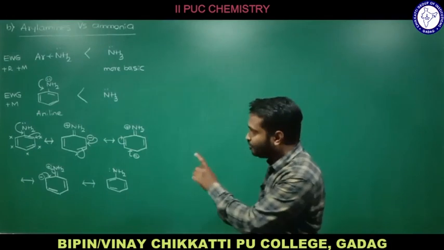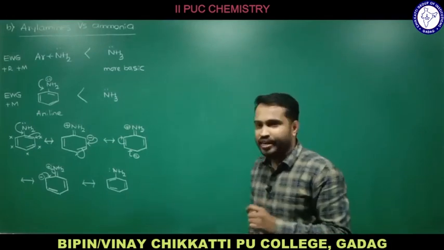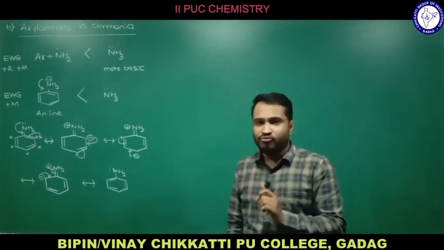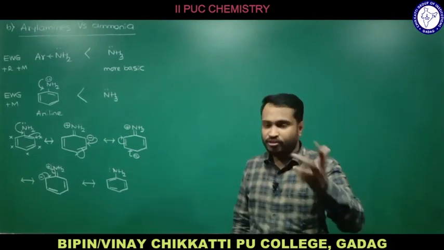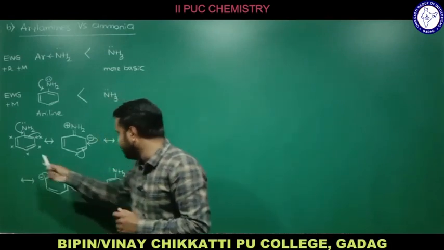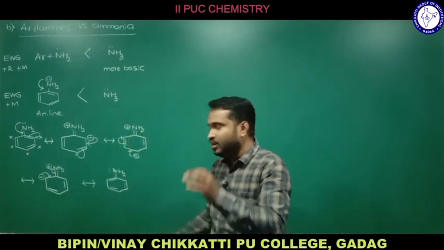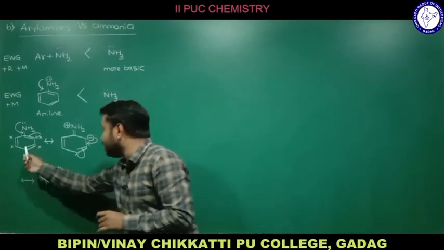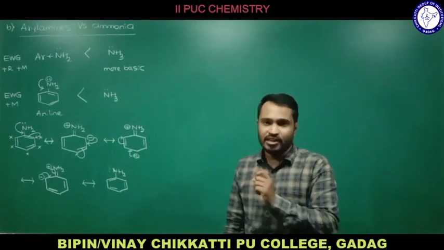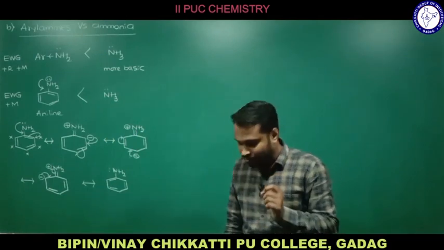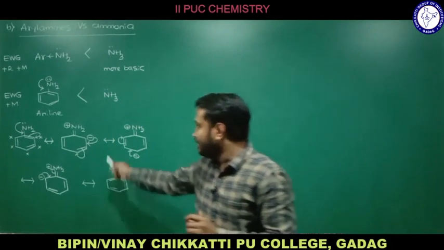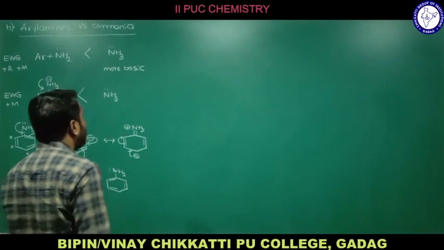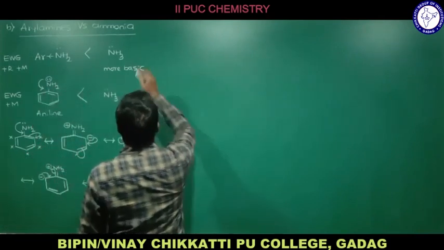I hope this is clear to you after writing the different resonating structures. Try to note that in resonating structures the position of atoms will be the same, whereas the position of electrons differs. If you consider the first and last resonating structures, the positions of nitrogen, carbon and hydrogen are the same, whereas the electronic arrangement differs. So this is how the resonating structures can be drawn, and we have 5 resonating structures for aniline. Now this is how we can explain arylamines versus ammonia.